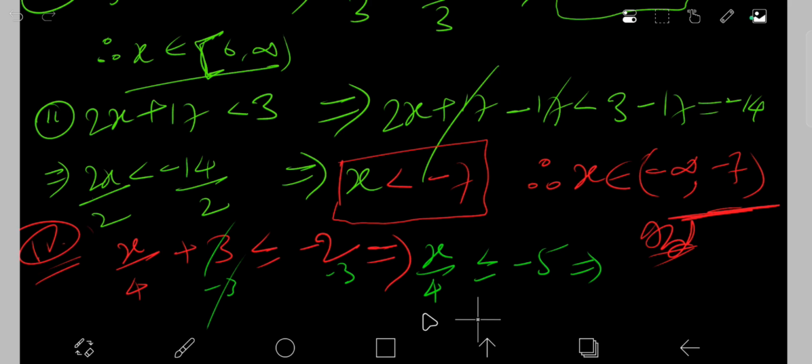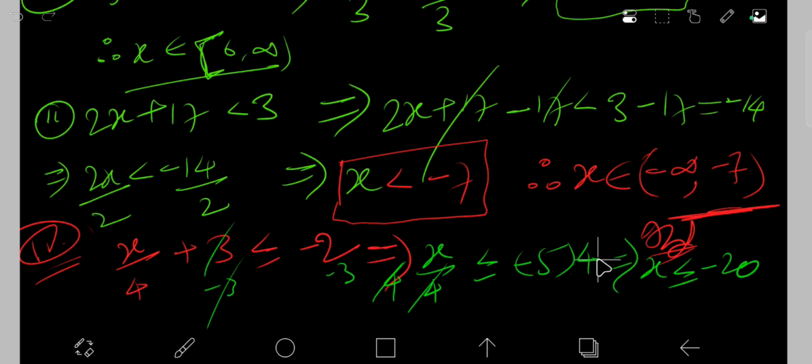In the next step we multiply both sides by 4. On this side the 4s cancel out, so x is less than or equal to minus 20, because 5 into 4 is 20, and with the minus sign it is minus 20.